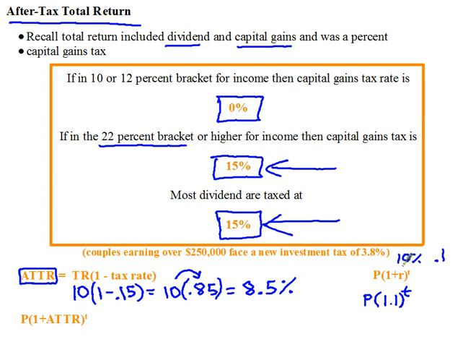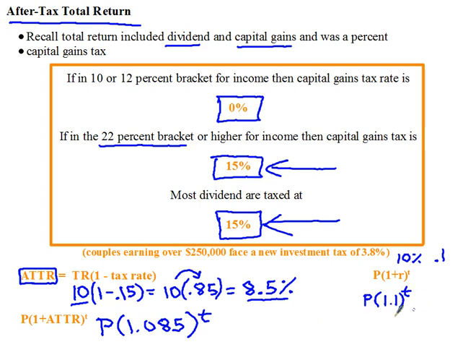So my R is my total return. These are the same thing. This TR right here, total return, is the R right here, that was the 10%. My after-tax total return is the total return that I get to keep after paying my taxes. My total return was 10%, but my after-tax total return was only 8.5%. So my new formula, instead of P times 1.1 to the T, would be P times 1.085, that's writing 8.5% as a decimal, raised to the number of years. That would be the new formula, so that I'm only getting an 8.5% return instead of a 10% return.